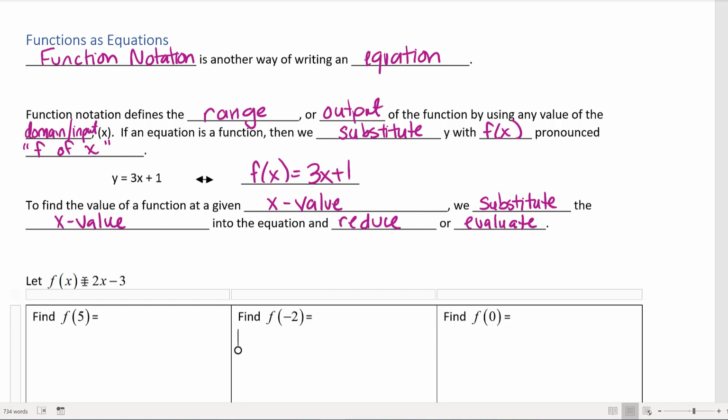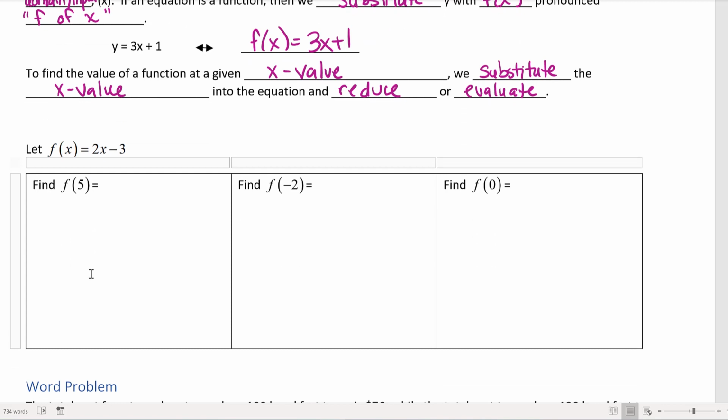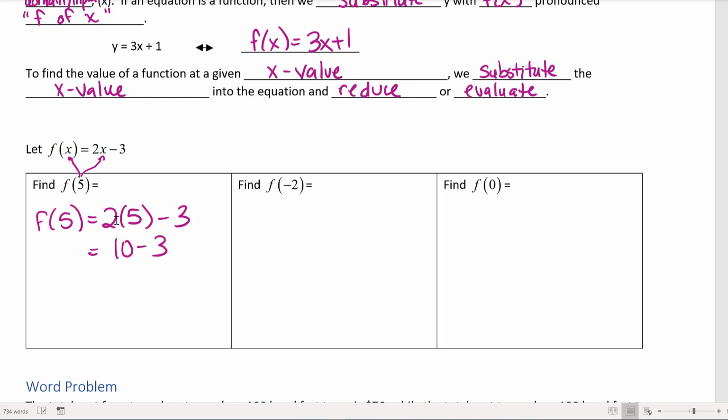So let's say I have f of x equals 2x minus 3, and I am trying to find f of 5. So do you see that this 5 replaced the x in f of x? So instead of f of x, we have f of 5. So if the 5 is replacing the x, well then the 5 needs to replace all x's. So f of 5 is equal to 2 times x minus 3. But instead of x, I'm going to replace x with 5. And now all I need to do is simply evaluate. 2 times 5 is 10, and 10 minus 3 is 7. So f of 5 is equal to 7.